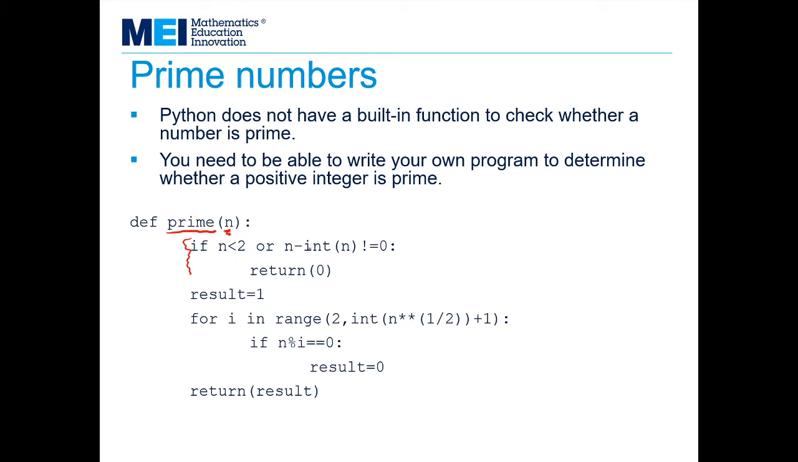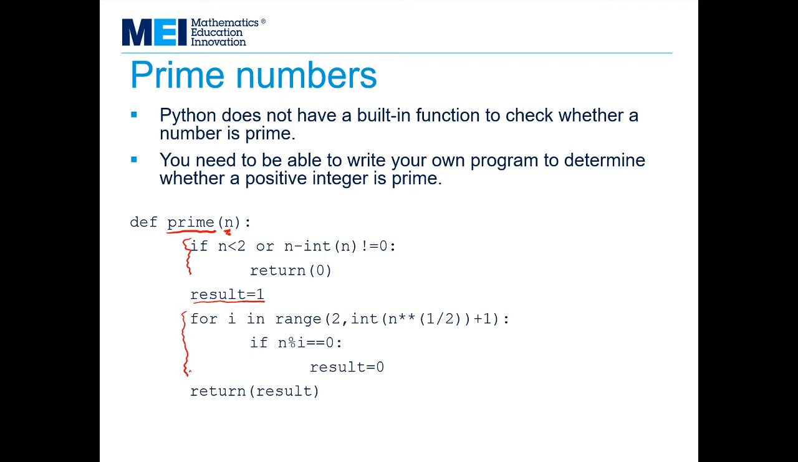If my number isn't a whole number, or if my number is less than 2, I want it to say, no, this number is not prime, so it returns the value 0. The next part of the program defines a variable called result, which it sets equal to 1, and the result variable is going to be 1 for prime numbers and 0 for composite numbers. So I'm now assuming I've got a prime number, and then this part of the code checks to see if that's actually true.